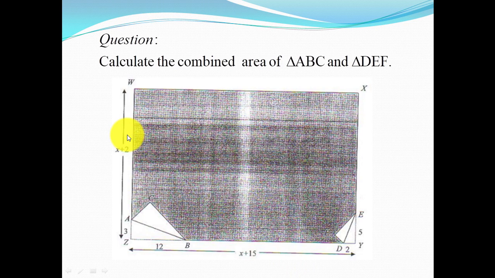The next question is very easy. Just understand, nothing else. Calculate the combined area of triangle ABC. Where is triangle ABC? This is A, this is C, this is B. This means triangle ABC, and triangle DEF. Where are D, E, and here is F? I think it is blurred, but here is F. You can see it clearly in your documents.